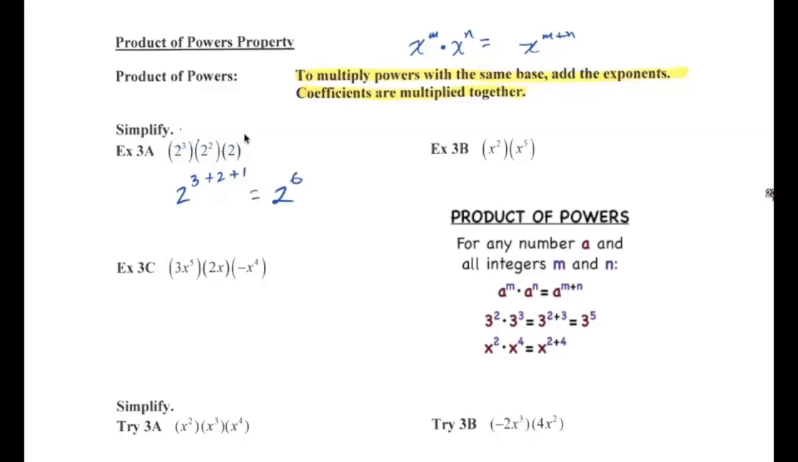And if you look at this, that's the same thing as saying 2 times 2 times 2 times 2 times 2 times 2, and we have 6 2's. 2 to the 6. That's the shortcut of doing this. If you're multiplying two things and they have the same base, you just add the exponents. 2 plus 5 is x to the 7.